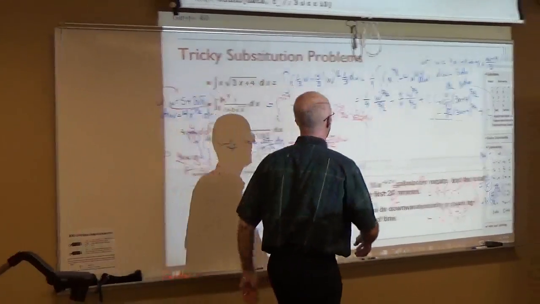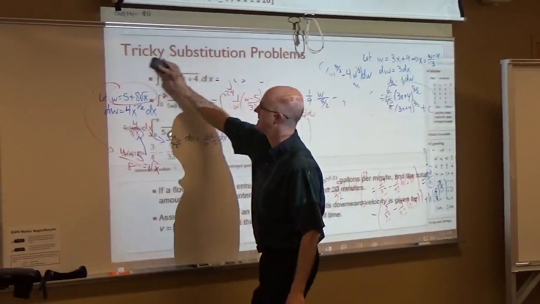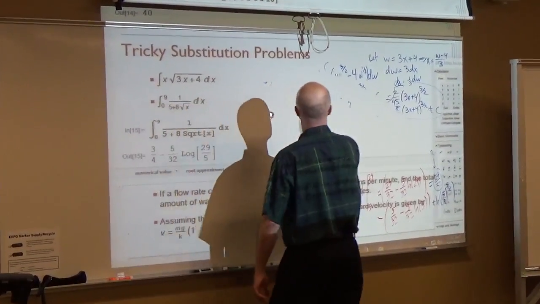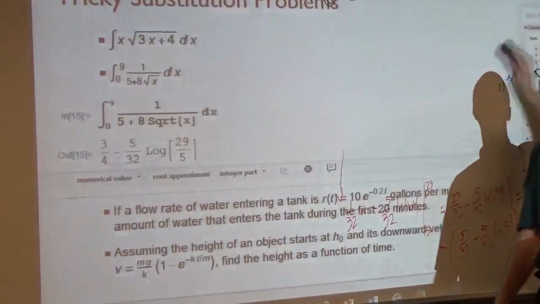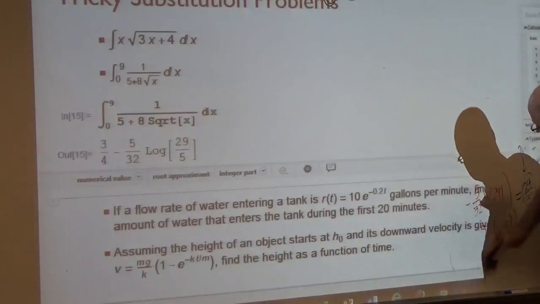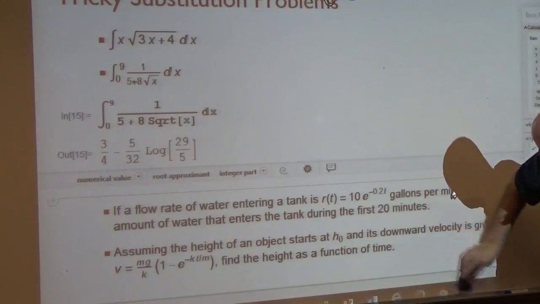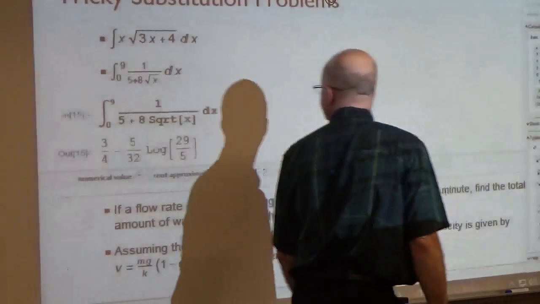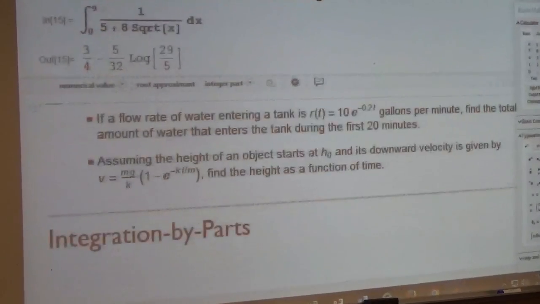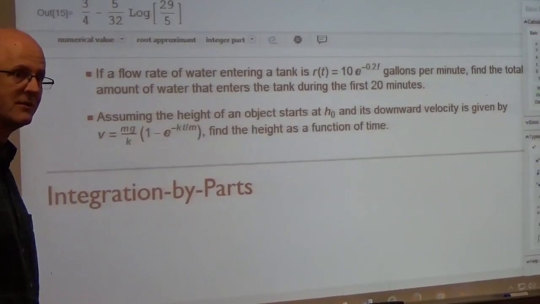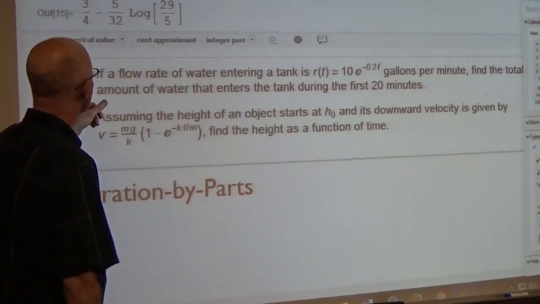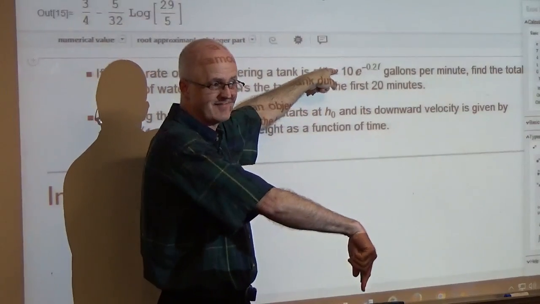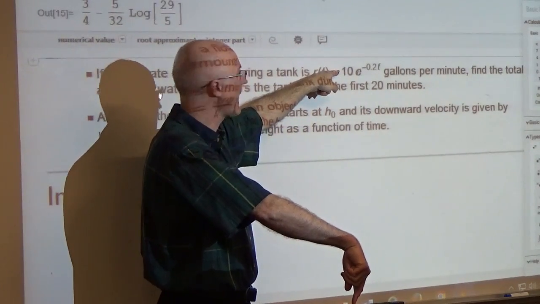Quickly, let's look at these other two problems, but we'll have Mathematica do the integrals. Flow rate, just like the tank that I showed you in the first half of the lecture. If a flow rate of water entering the tank is given by this, here water is just entering, not exiting. So we only have an inflow, not an outflow.